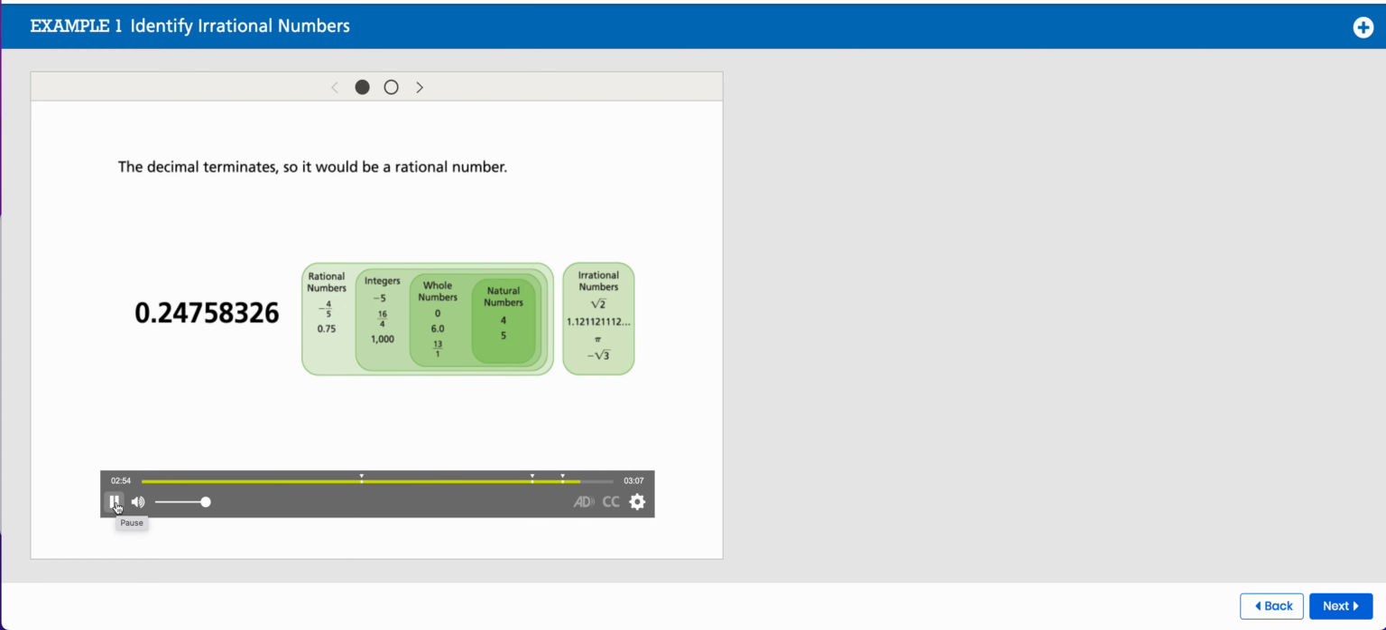It's 24,758,326 1000 millions. Now you know how the different types of numbers are related and how to classify them.